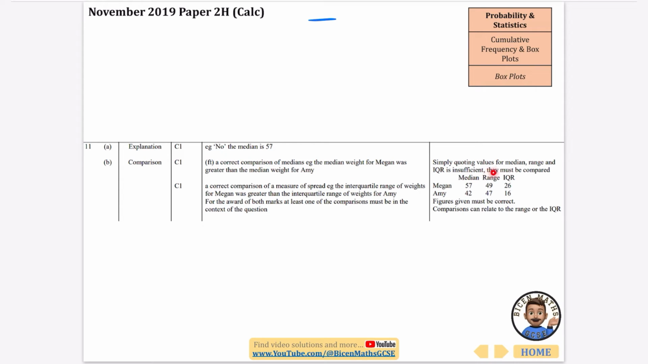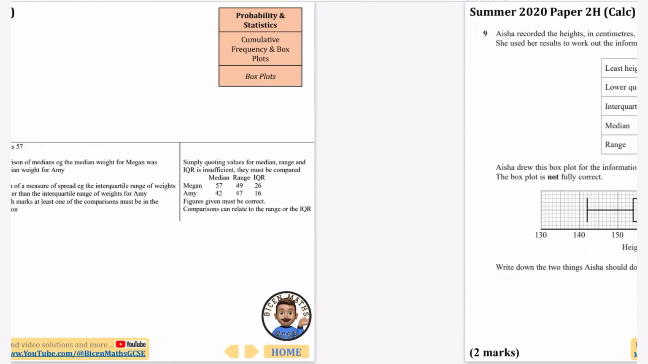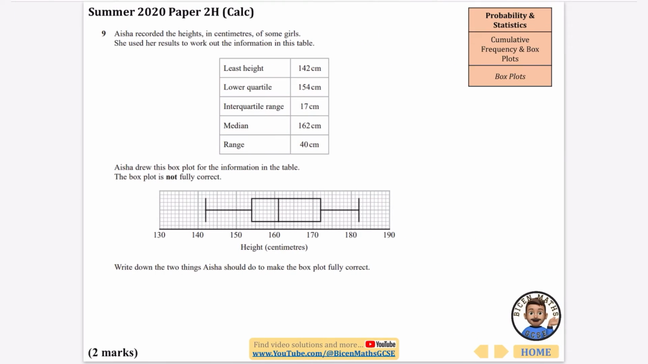So it says simply quoting values is insufficient, but they may be compared. Figures given must be correct. I don't think they actually need to be given. For the award of both marks, the comparisons must be in the context. So no, I don't think we even need the numbers, but if you do put them, it's not the worst thing that you could do.